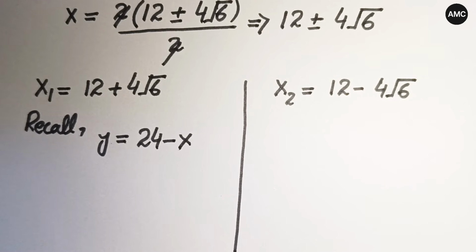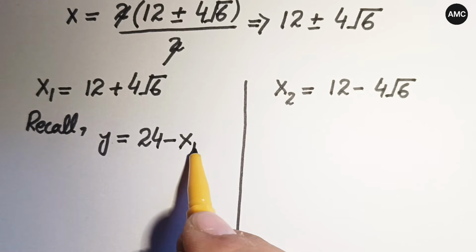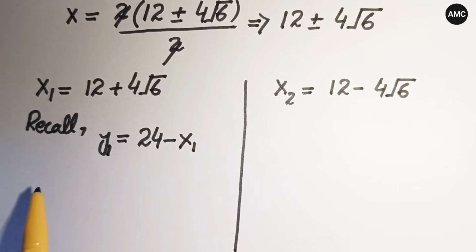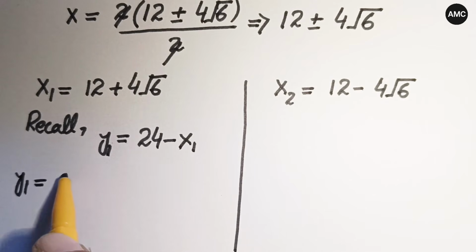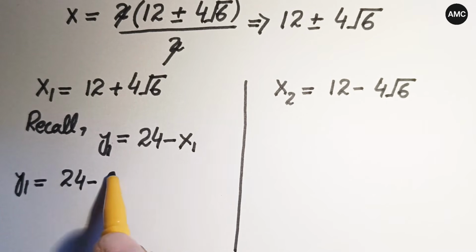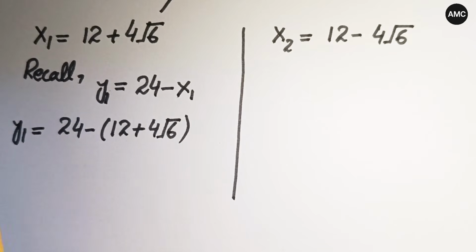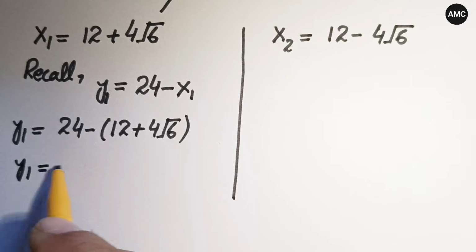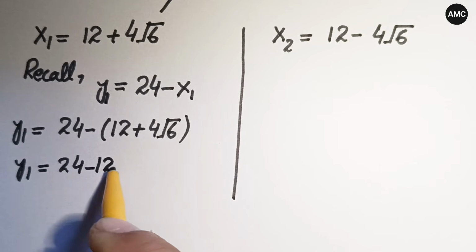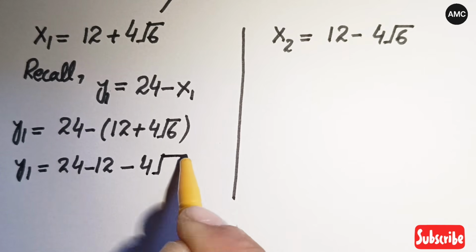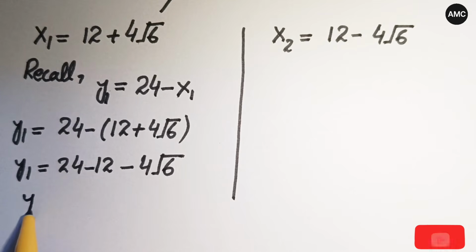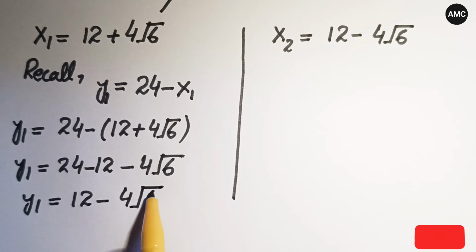So if you put the values of x in this equation, for x1 it will be y1. So y1 is equal to 24 minus the value of x1, which is 12 plus 4 times square root of 6. So y1 will be 24 minus 12 minus 4 times square root of 6. So here we have y1 is equal to 12 minus 4 times square root of 6.